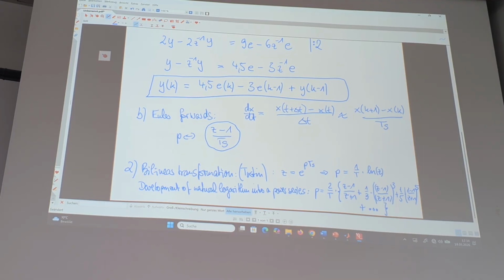So what you use now here is the substitution for p is 2 over t times z minus 1 over z plus 1. This is quite often used in the literature, and you also can pick it here in the method for the transformation.